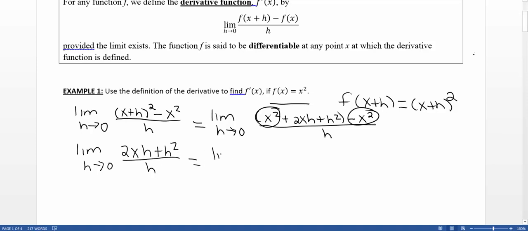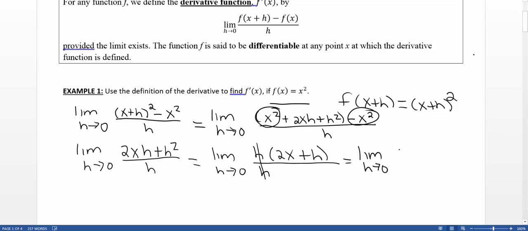We can factor out an h term in the top here. So we have h times 2x plus h, all divided by h. Our h's will cancel, and we're left with the limit as h goes to 0 of 2x plus h.